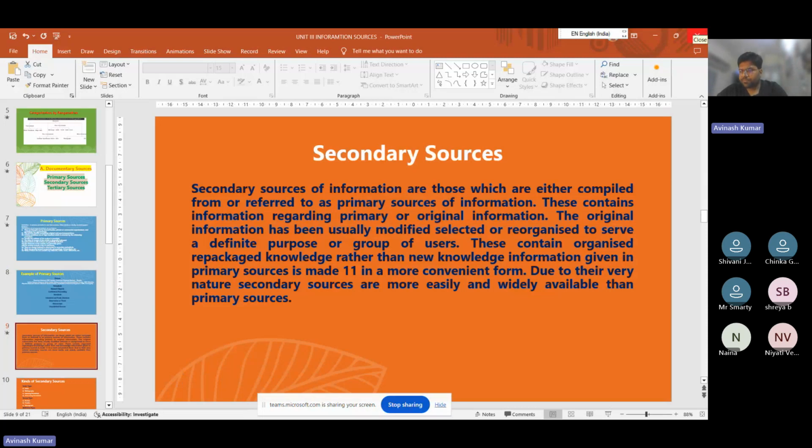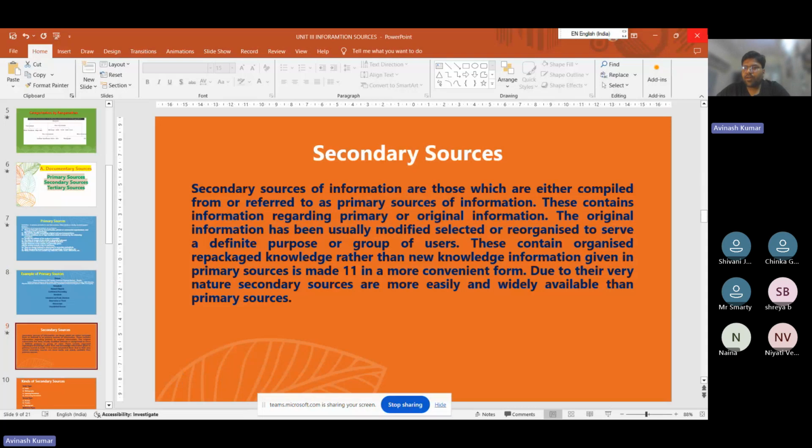It means, what are the secondary sources? As you understand, the primary source is the first hand source, and the secondary source comes from the primary source. Some examples fall under primary and secondary, and also tertiary. So it is very confusing.